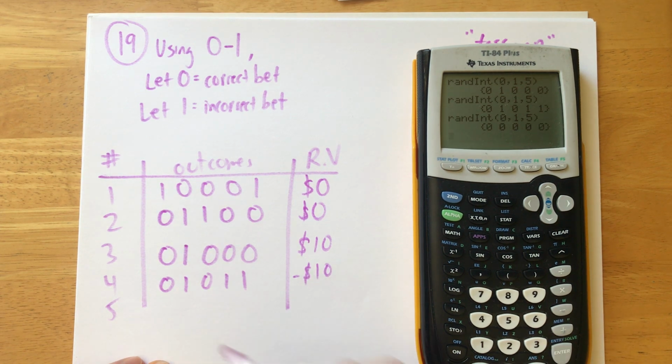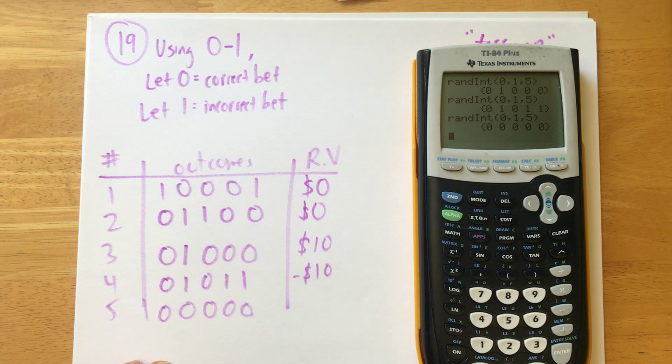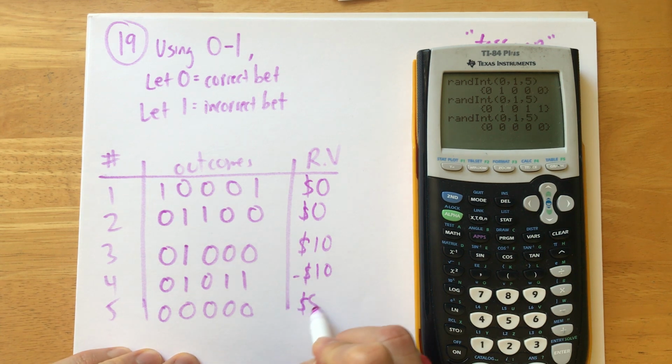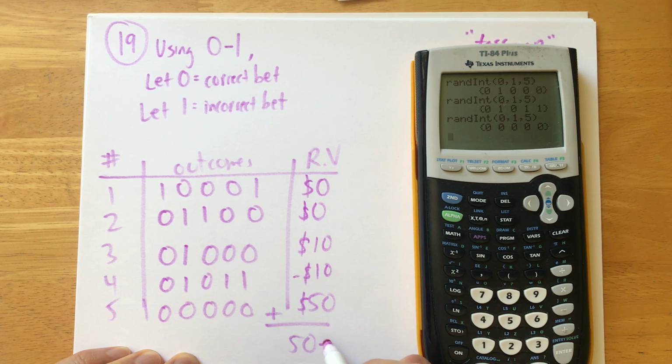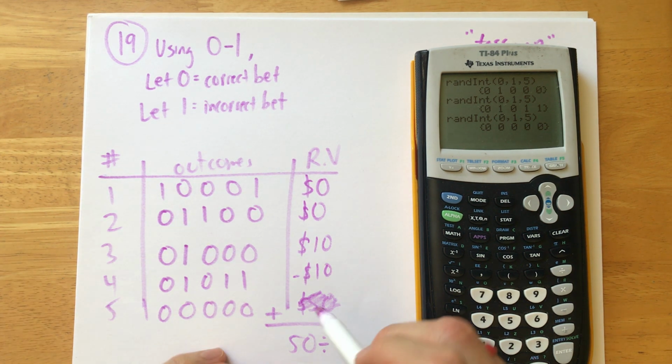And then last one, 0, 0, 0, 0, 0. Okay, so he got all 5 correct. If he gets all 5 correct, he gets $50, big money. Okay, so total here, he made 50. And then divide that by, oh wait, he did not make 50, right? Because he got 50, he paid 10 and he got 50 back, so he got 40.